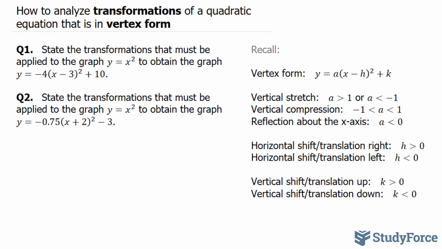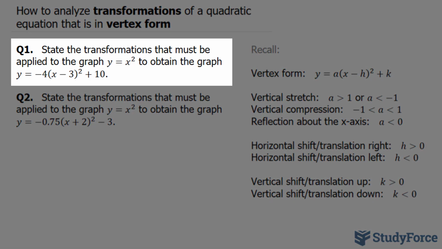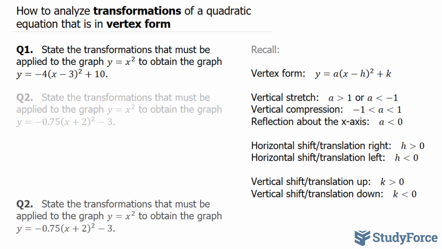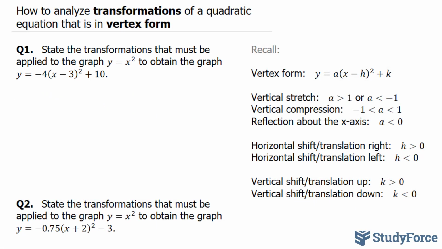In this video, I'll show you how to analyze transformations of a quadratic equation that is in vertex form. The first question asks, state the transformations that must be applied to the graph of y is equal to x squared to obtain the graph y is equal to negative 4(x minus 3) to the power of 2 plus 10. The vertex form of a quadratic looks like this, so we'll start off by analyzing this number, a.